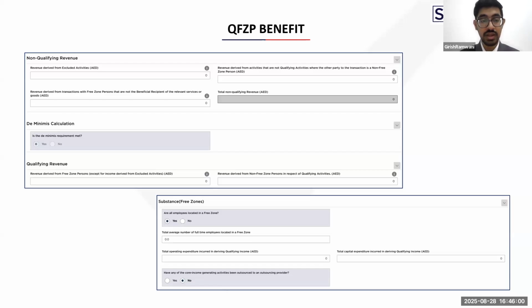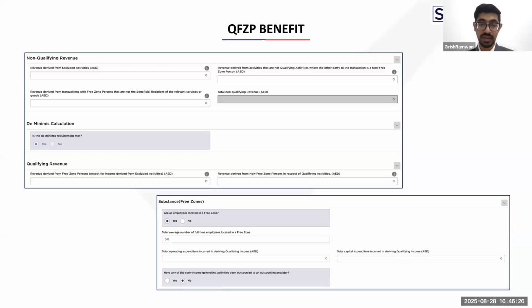to come over here. De minimis requirement, the 5% threshold is automatically computed basis the non-qualifying revenue details that you give over here. The yes or no is going to come automatically. We cannot do any changes over here. Then in respect of qualifying revenue also, the breakup needs to be provided. How much was from qualifying activities and how much was from dealing with other free zone persons.